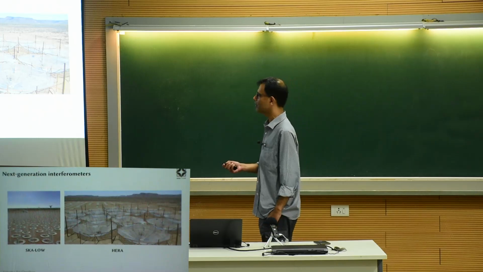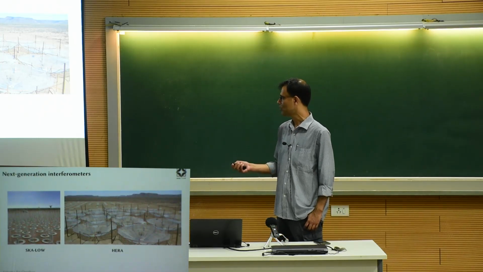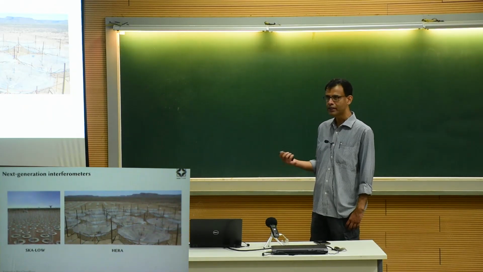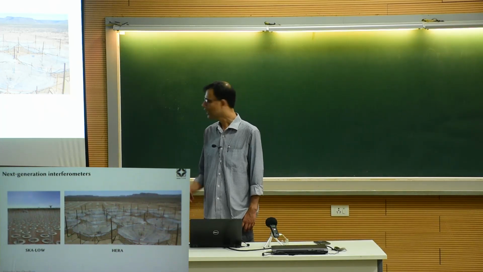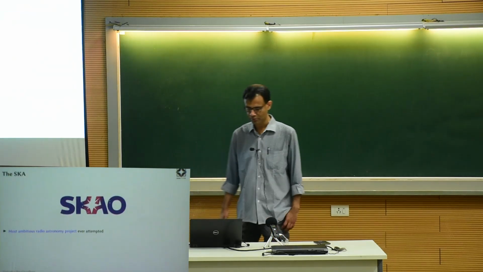And there are two which are very promising. One is the SKA, in particular the SKA-Low part, which will come up in Australia. And there is something called HERA, which is being built, and when it is completed, it will come up in South Africa. And for both of them, one of the major science goals is to detect this 21 centimeter signal.